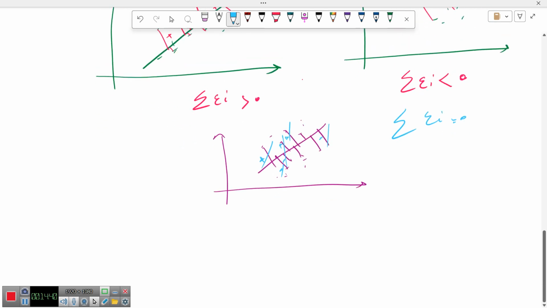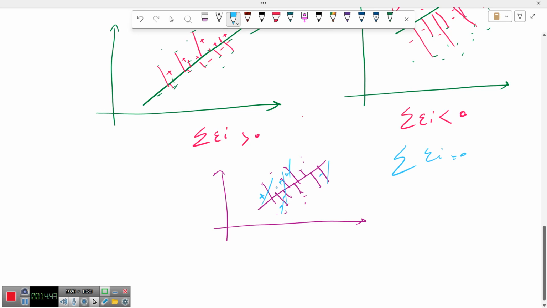Another possible approach could be to take the absolute values of the errors and then sum them up. This would avoid the problem of positive and negative errors canceling each other out or being misleading. But while this is a valid approach, it has some disadvantages in mathematical optimization.